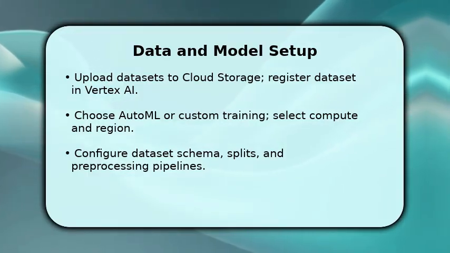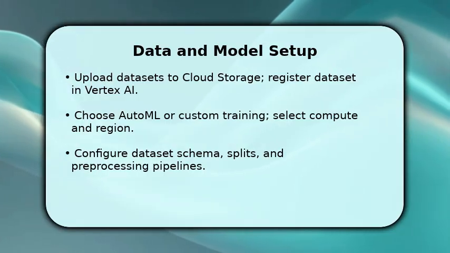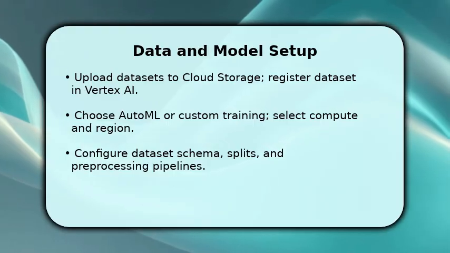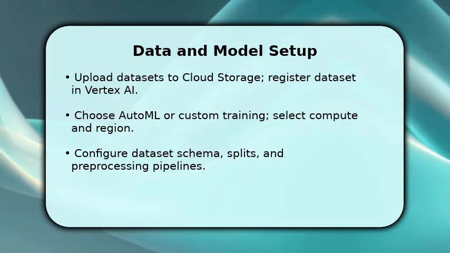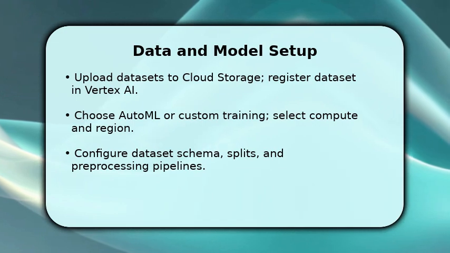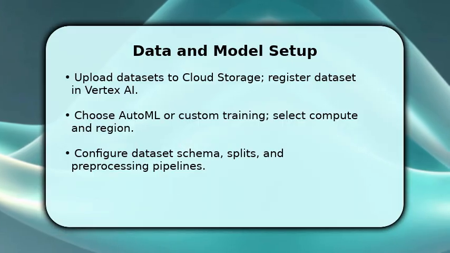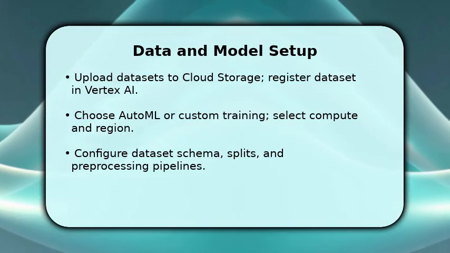Once registered, define schema, splits, and any preprocessing steps to ensure consistent training. Next, choose AutoML for quick iteration or custom training if you need specialized code. Configure compute, region, and machine type. Once configured, kick off a training job. Monitor logs and metrics in the studio to validate training behavior, and adjust preprocessing or model settings as necessary.